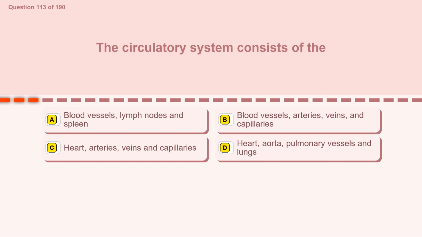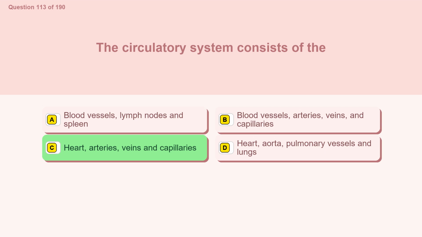Question 113. The circulatory system consists of the: Option A, blood vessels, lymph nodes, and spleen. Option B, blood vessels, arteries, veins, and capillaries. Option C, heart, arteries, veins, and capillaries. Option D, heart, aorta, pulmonary vessels, and lungs.